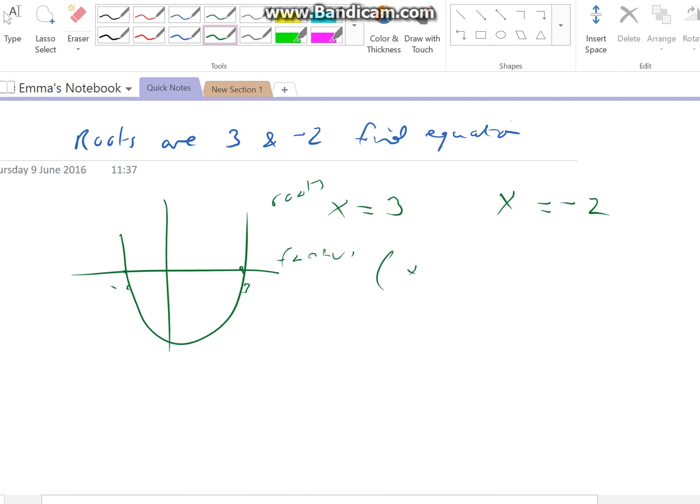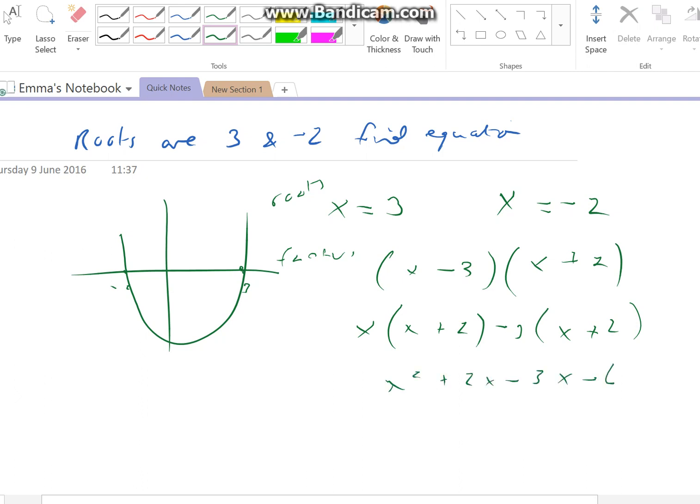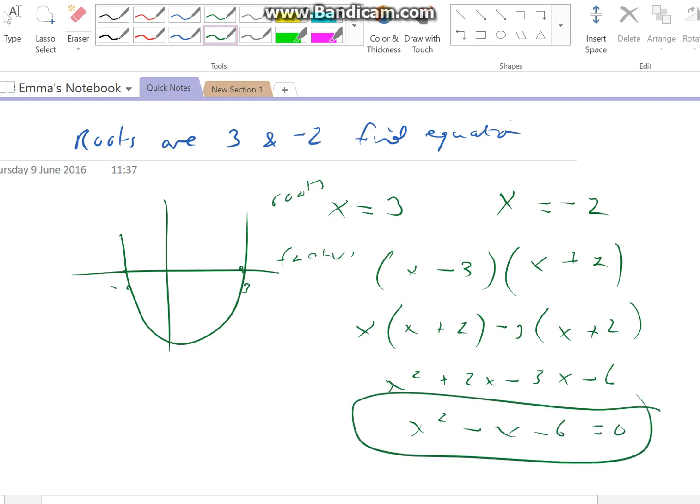So bring your x across the equals, put it back into its brackets, so it becomes x minus 3 and x plus 2. So as you can see, the sign changed. Two brackets beside each other, you split your brackets. x squared plus 2x minus 3x minus 6, x squared minus x minus 6 equals 0. There's your equation. Simple.